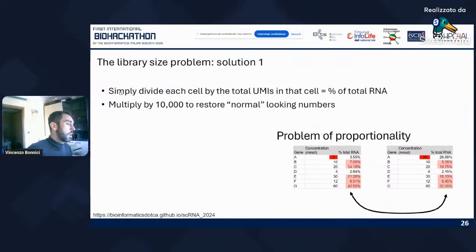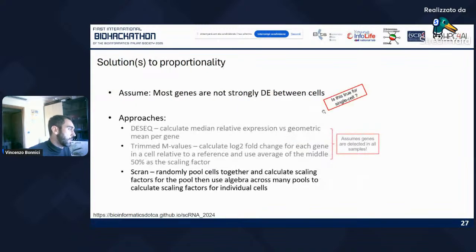And usually what we do to normalize this data is we simply divide each cell by the total UMI count in that cell, and you obtain a kind of percentage of the total RNA. And then since these numbers are very low, you multiply them by, for example, 10,000 in order to obtain normal looking numbers. However, you still have a problem of proportionality if you have genes that are very highly expressed with respect to the other genes. So you may want a specific tool that may deal with this problem of proportionality.